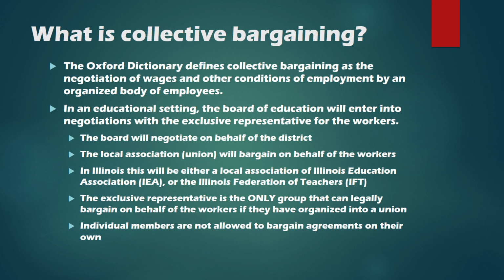But ultimately, it is the responsibility of the board to vote to approve the contract. So ultimately, it's either the board or their representatives, and then it's the local association, the local union, that will be bargaining on behalf of the workers.